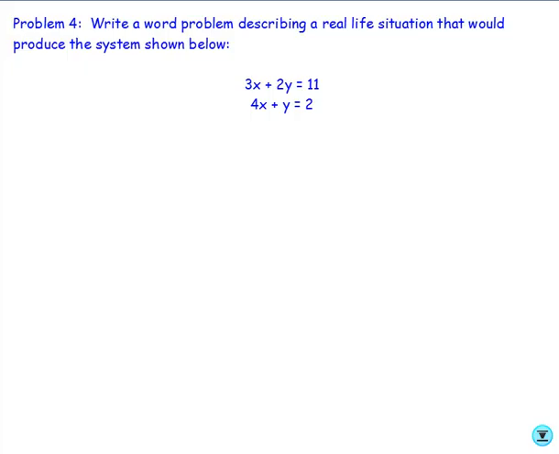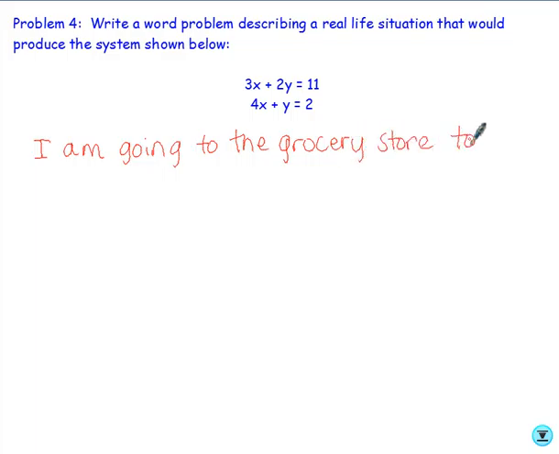So I'm going to start my story by saying, I am going to the grocery store to buy fruit. Now, the next easiest way to tackle this is to explain what those numbers mean for each equation. Now, it's easier to figure out a price than it is to figure out an item. So here's what I'm going to let my first sentence represent.